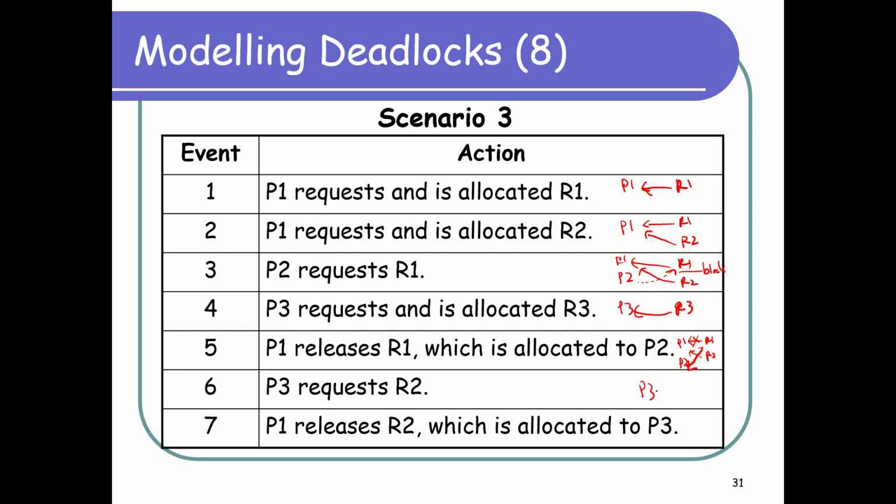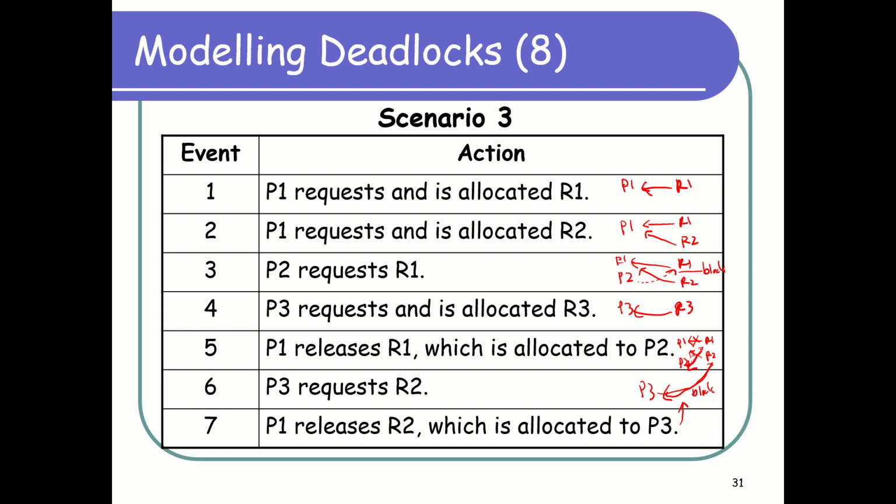P3 requests R2. P3 tries to request R2, but it's still blocked because R2 is serving P1. P1 releases R2, which is allocated to P3. So when P1 is done with R2, R2 is not serving and will be free. And R2 now, instead of blocking, will serve P3 in this case.